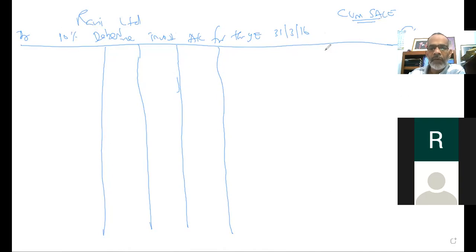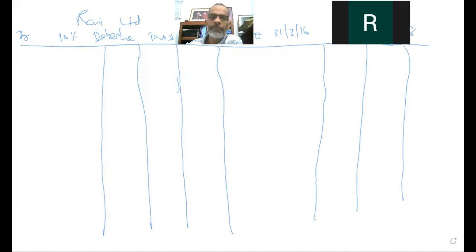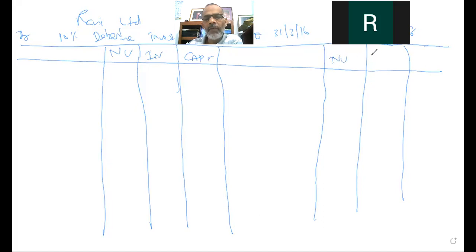Here also we have to have 3 columns. Nominal value, we know income column, we have a cost or a capital. The nominal value, income column or a capital.